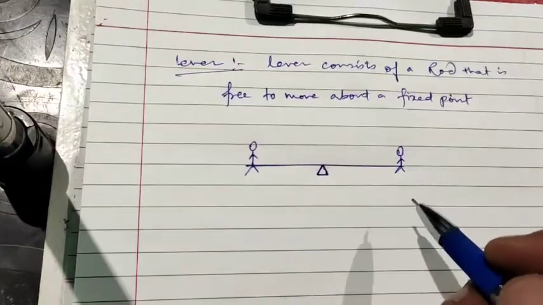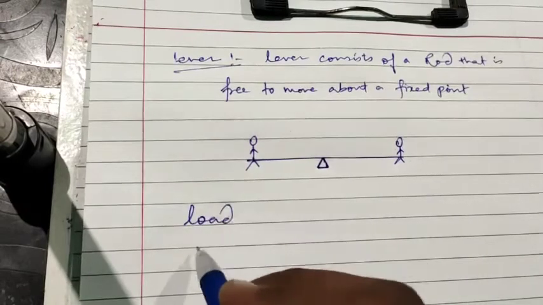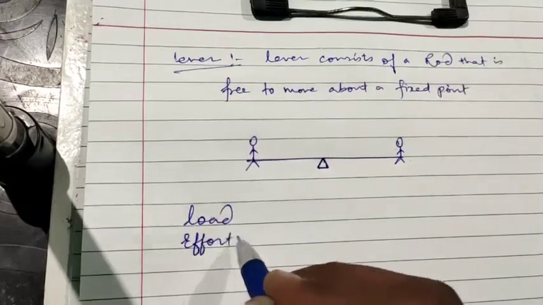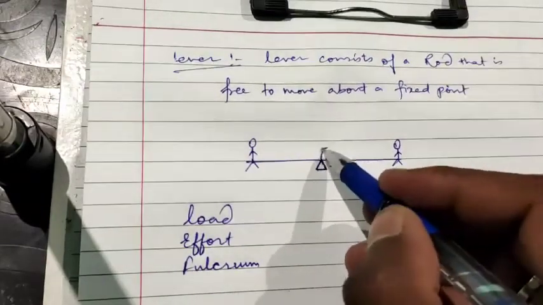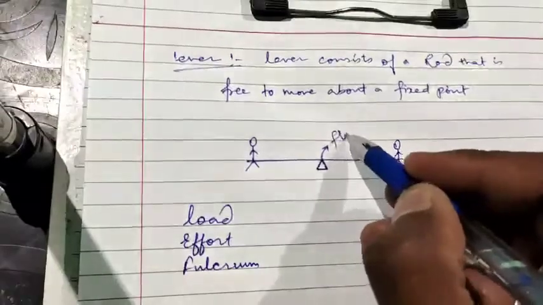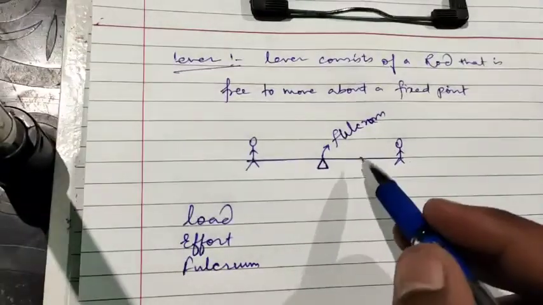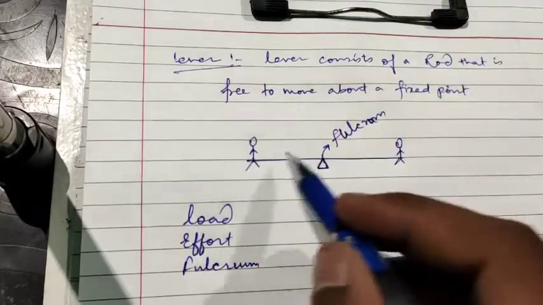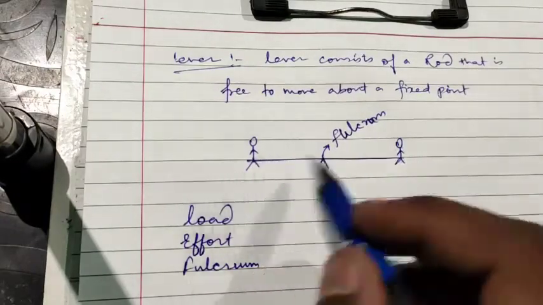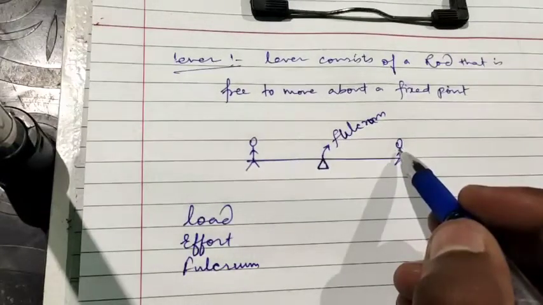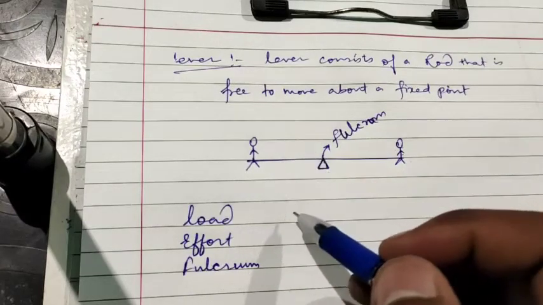Here in the lever, there are 3 terms which we have studied earlier: load, effort, and fulcrum. This pivoted point or fixed point is known as the fulcrum. Wherever you want to put the load, you can put the load. Wherever you want to put the effort, you can put the effort, in both of the arms. This is the diagram of a seesaw which shows us that it is a lever.